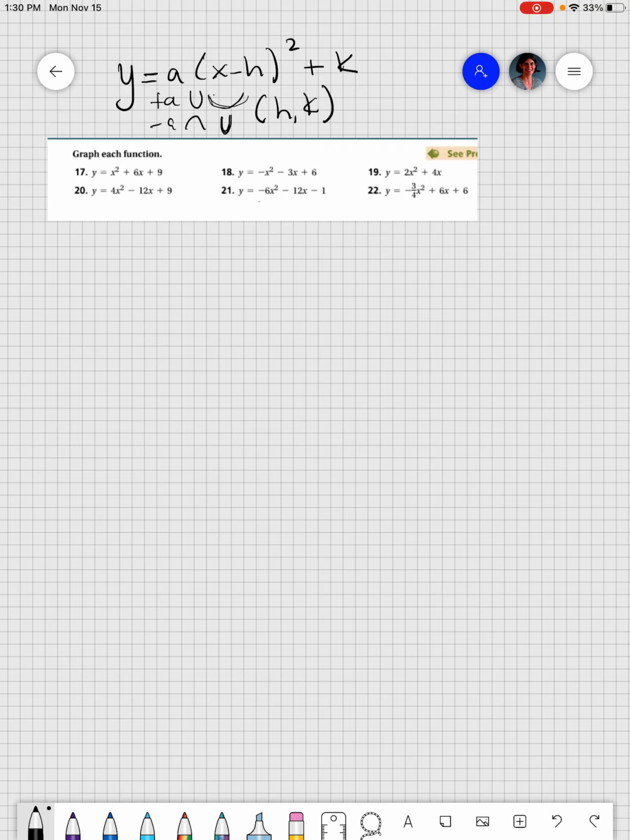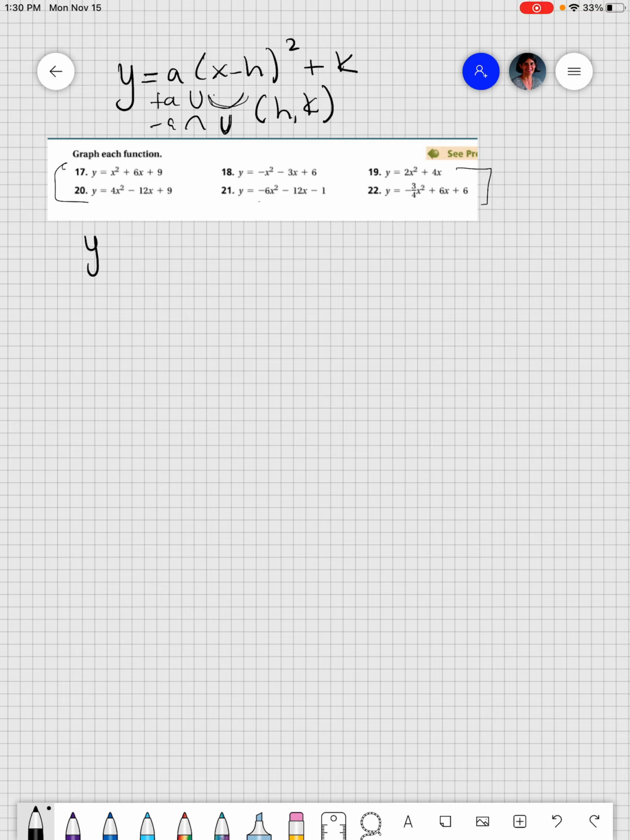And we see that none of these are in vertex form, right? None of the questions that we see here are, because we don't see the (x minus h) squared part at all. We see the squared here, so that's letting us know that it's a quadratic. So how do we graph when we have standard form?